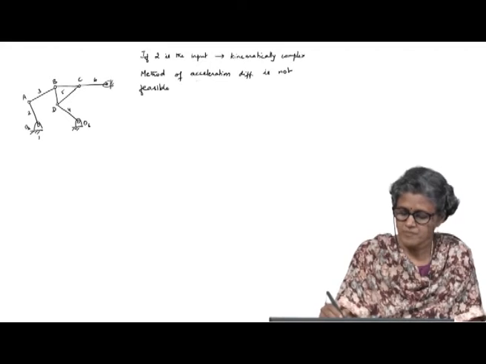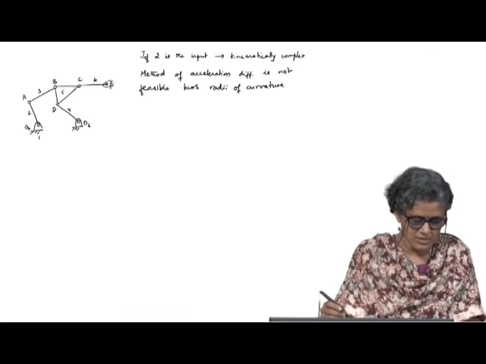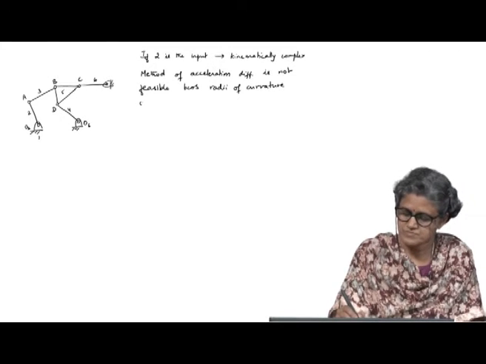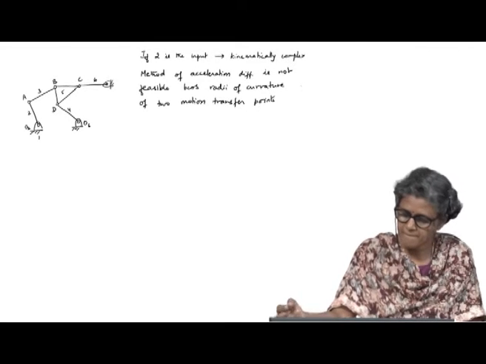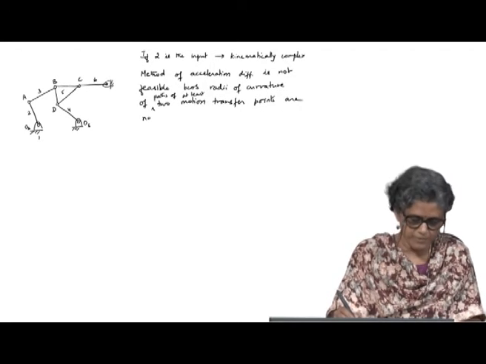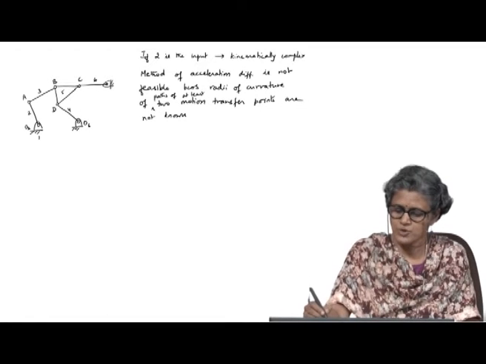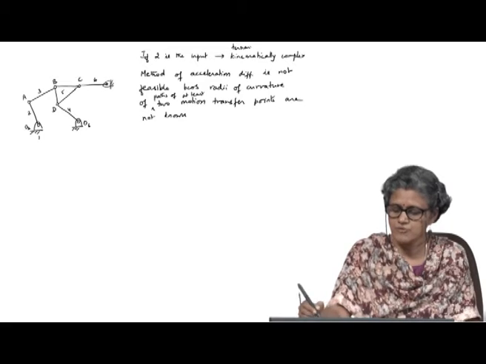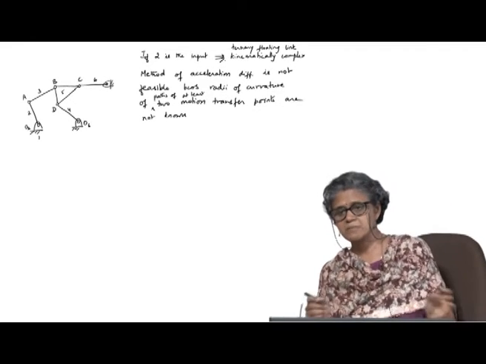because to apply that you need the radii of curvature of at least 2 of the motion transfer points. Not known. Two is the input, and you have a ternary floating link. Therefore, this mechanism is kinematically complex.